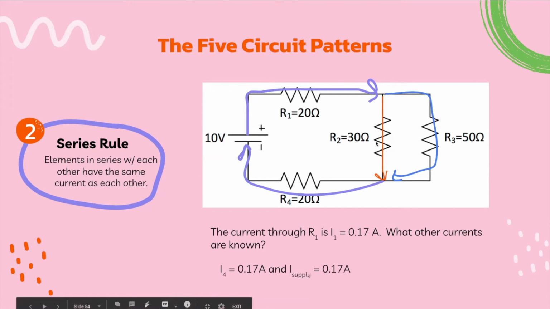When it splits up and it reaches the junction, the red and blue currents must be less than 0.17. But whatever they recombine together to make the total current flow back through R4 and the battery. This buys us the information that I4, the current over the 4th resistor, is 0.17, and so is the supply.